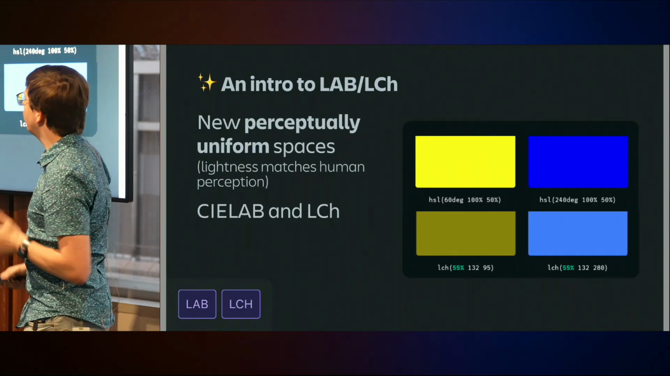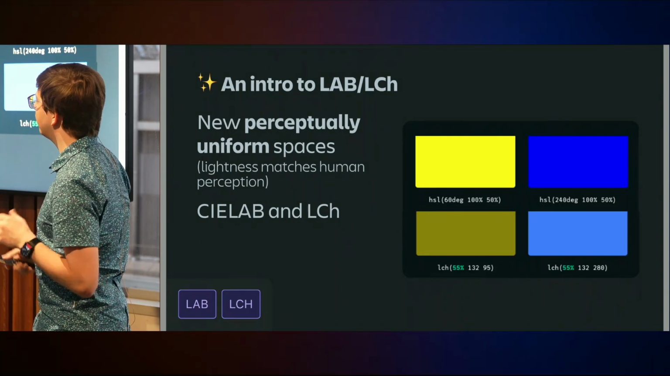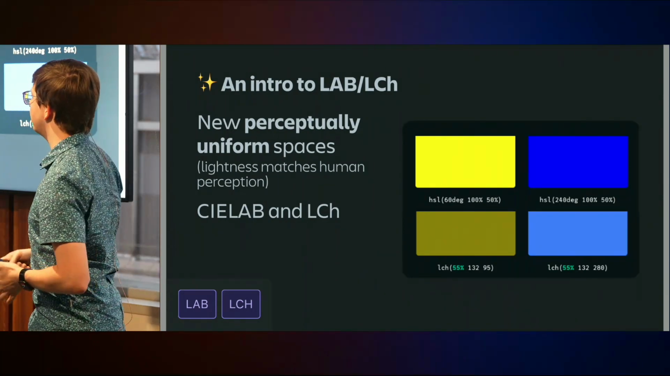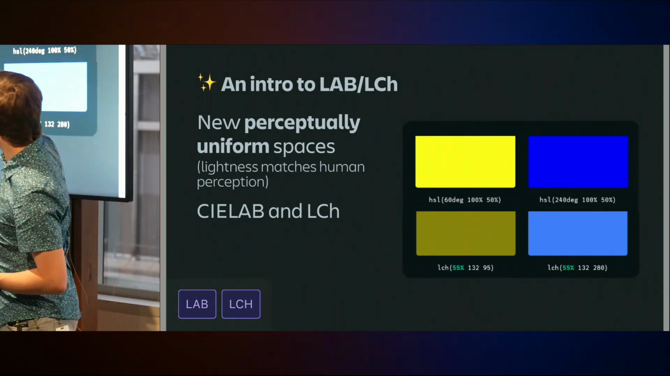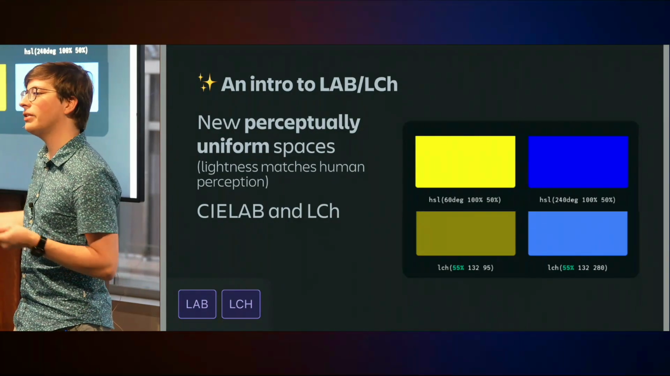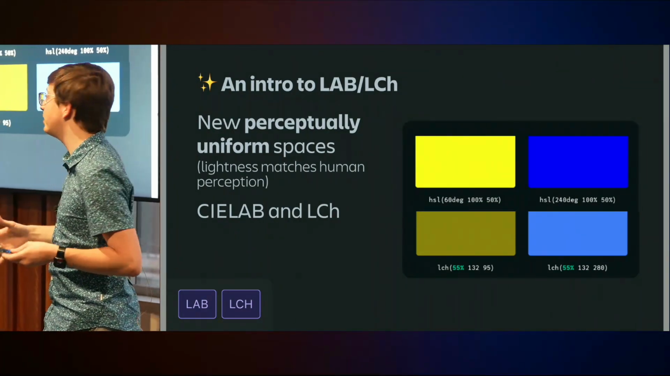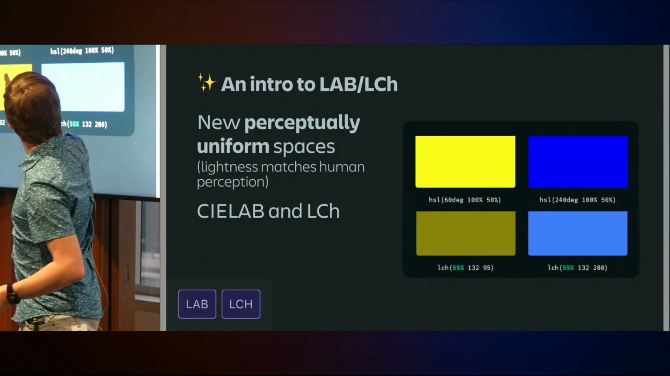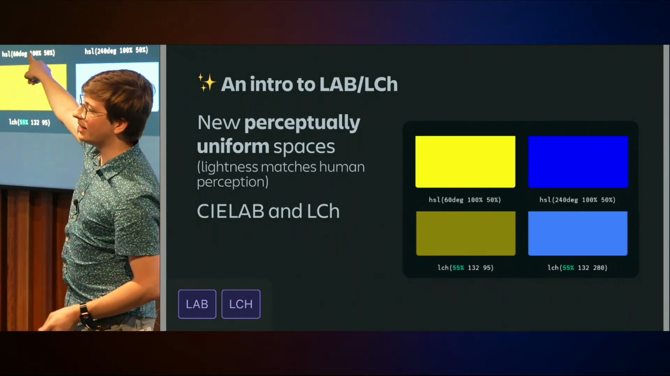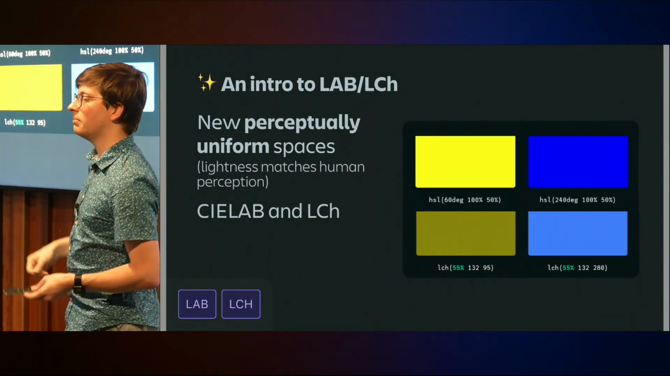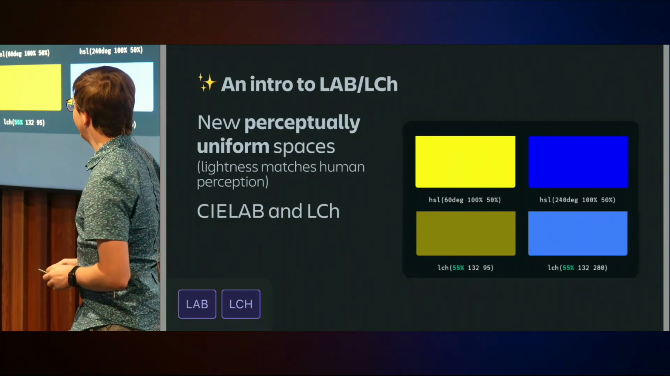So what does this mean? Perceptually uniform means that lightness will match your human perception. So here's HSL, again mapped to RGB based on pixel brightness, not based on your human perception. The same brightness value, 50%, looks much lighter for yellow and much darker for blue. It's because of the sensitivity of our eyeballs.